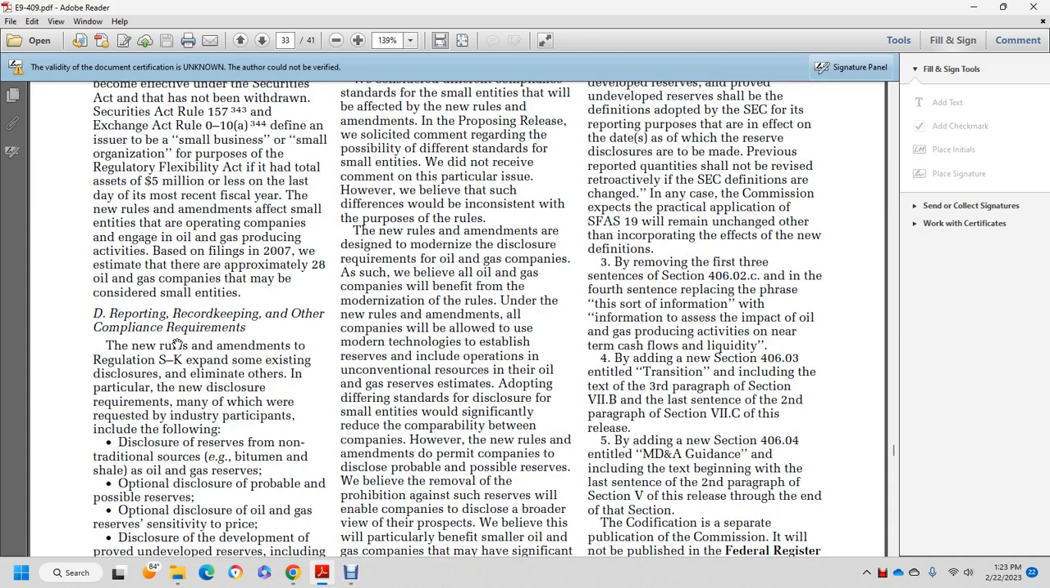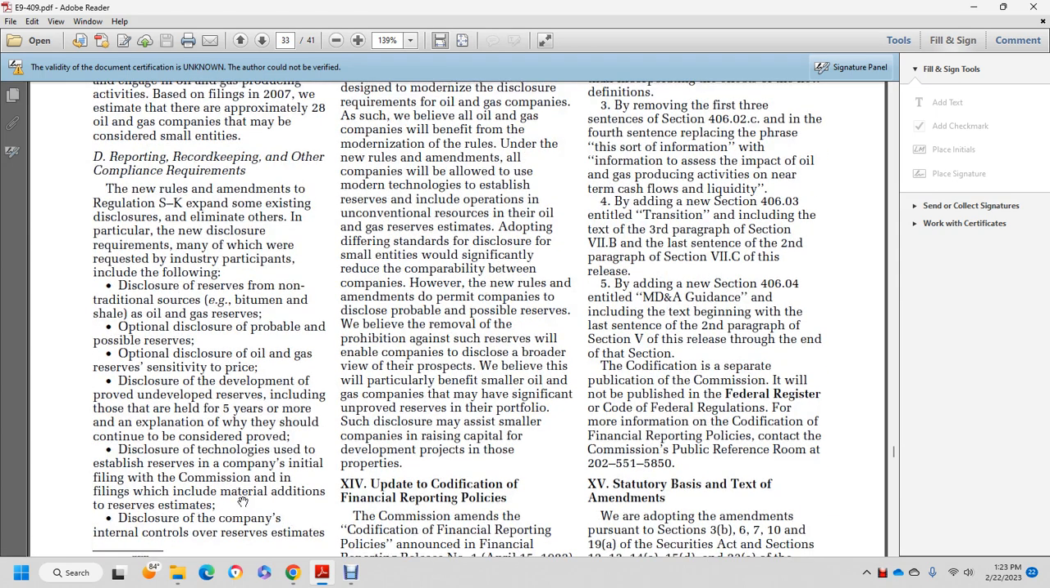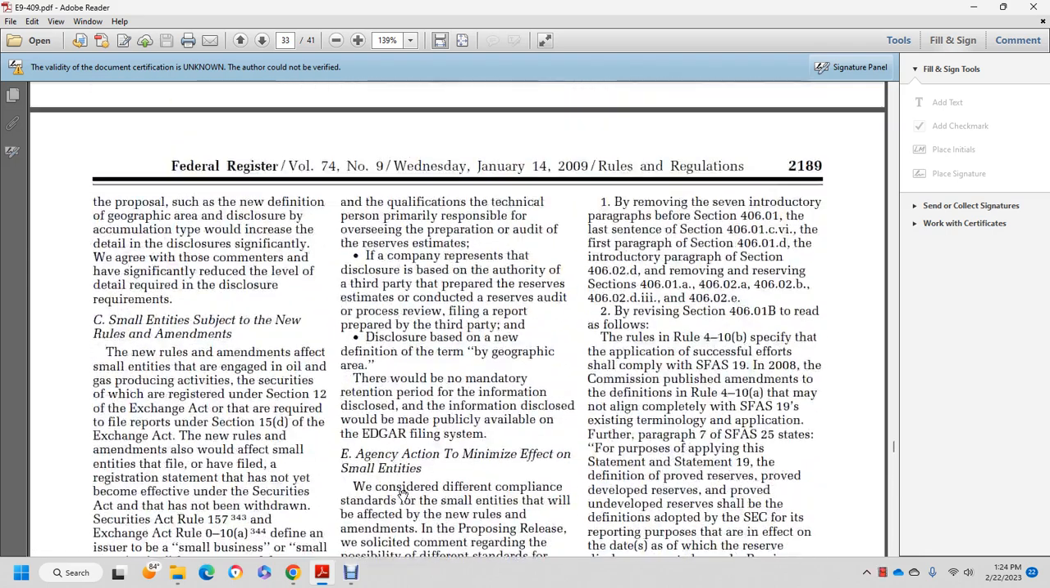D. Reporting, recordkeeping and other compliance requirements. The new rules and amendments to Regulation S-K expand some of the existing disclosure and eliminate others, and add particular new disclosure requirements, many at the request of industry participants, including the following: disclosure of reserves from non-traditional sources, such as bitumen and shale; optional disclosure of probable and possible reserves; optional disclosure of oil and gas reserve sensitivity to price; disclosure of proved undeveloped reserves, including those that remain undeveloped for five years or more, with an explanation of why they should continue to be considered proved; disclosure of the technology used to establish reserves in a company's initial filings with the Commission and in filings that include material additions to reserve estimates; and disclosure of the company's internal controls over reserve estimates.